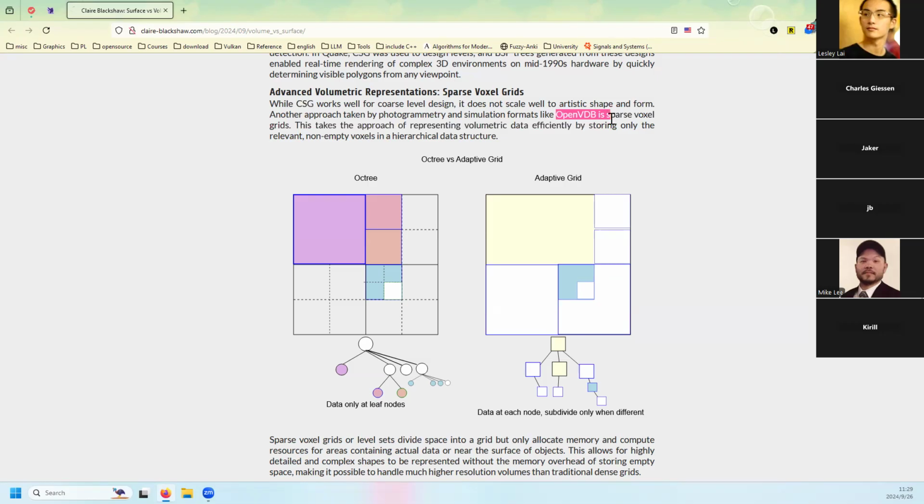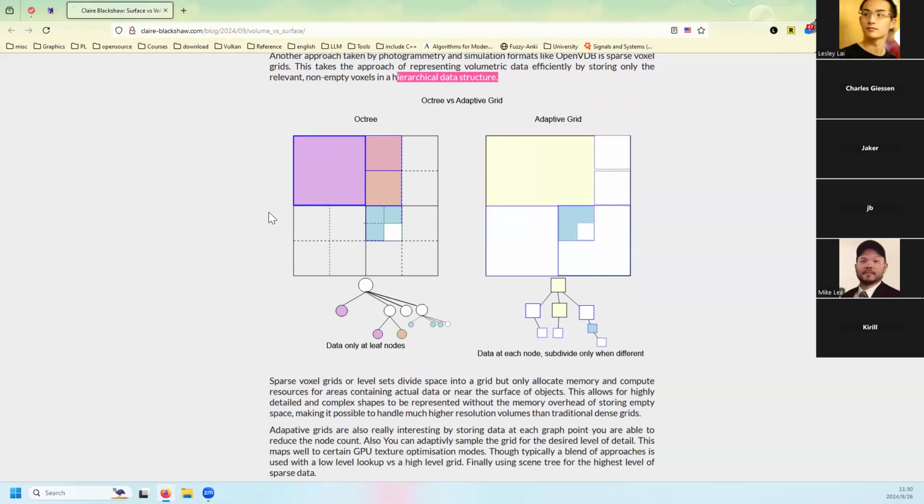OpenVDB is a sparse voxel grid, storing only the relevant non-empty voxels in a hierarchical data structure. Yeah. Oh, adaptive grid just means they are not uniform, like an octree.